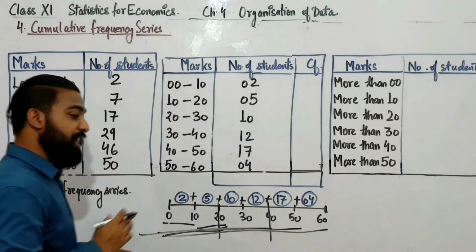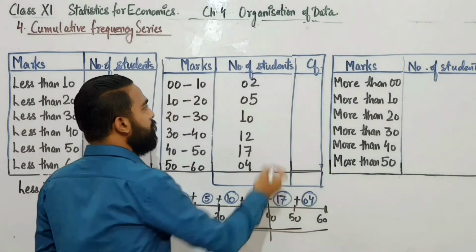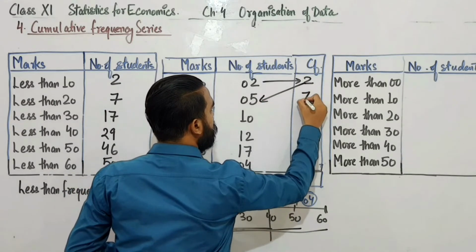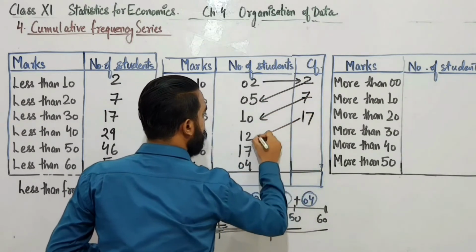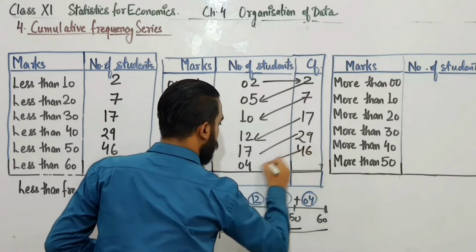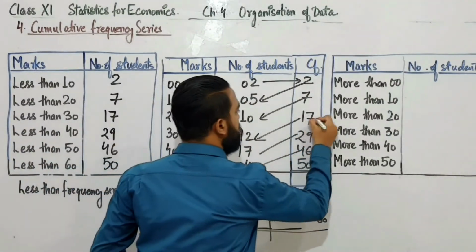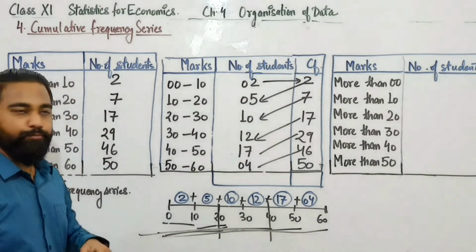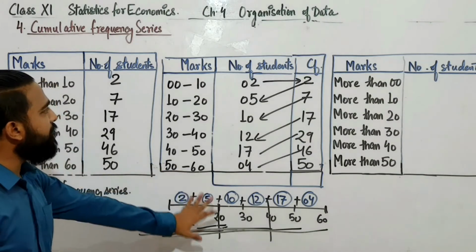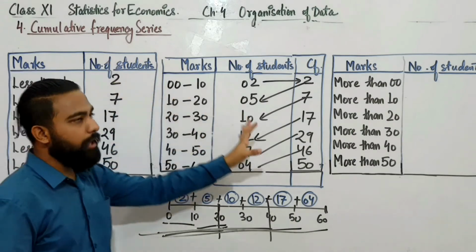Now, few students are very smart. They have learned the cumulative frequency, how to calculate that. You can do it by that also. To calculate cumulative frequency, write down the first one. Now, add them. 7, 17, 29, 46 and 50. That was the way. If you remember in your class 10th, remember? Now, this is your less than frequency series.